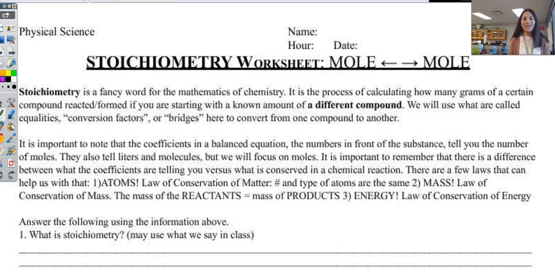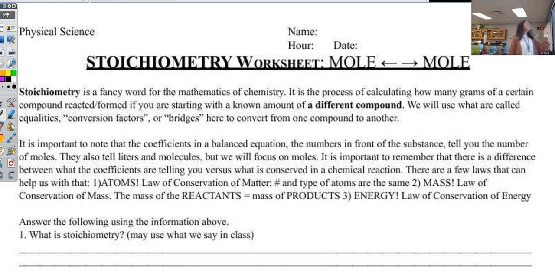So today we are taking a look at the stoichiometry worksheet and working on conversions from mole to mole. The first question I have for everybody is, what is stoichiometry? It is figuring out the amount of one substance when you know the amount of another. Perfect. Don't forget that. You can go ahead and write that in for number one.